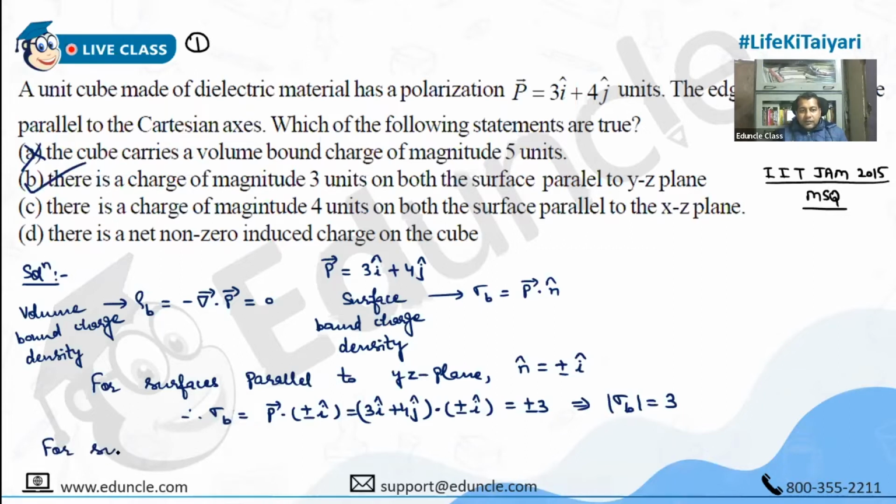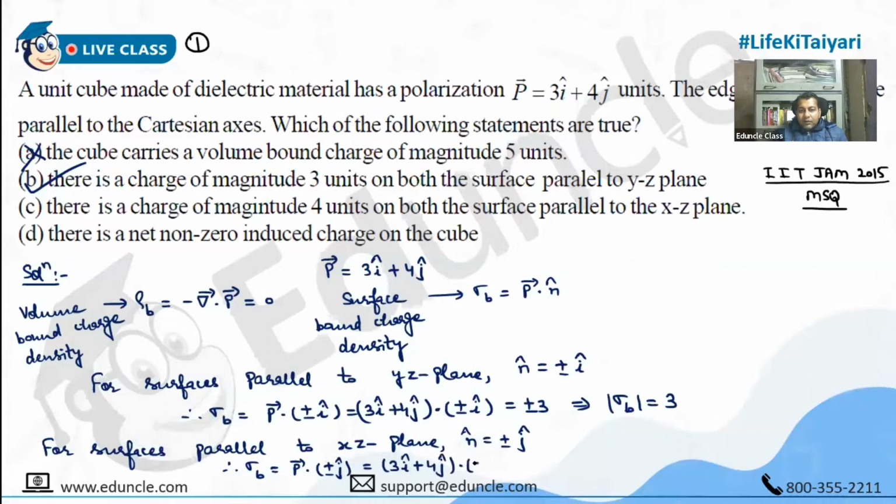So that is correct. And for surfaces parallel to xz plane, n cap will be plus minus j cap. So therefore, sigma B in this case will be P dot plus minus J cap, that is 3i cap plus 4j cap dot with it. So it will be plus minus 4. So in this case, magnitude will be 4. So this one is also correct. And clearly this one is wrong, because the net magnitude is 0, na?